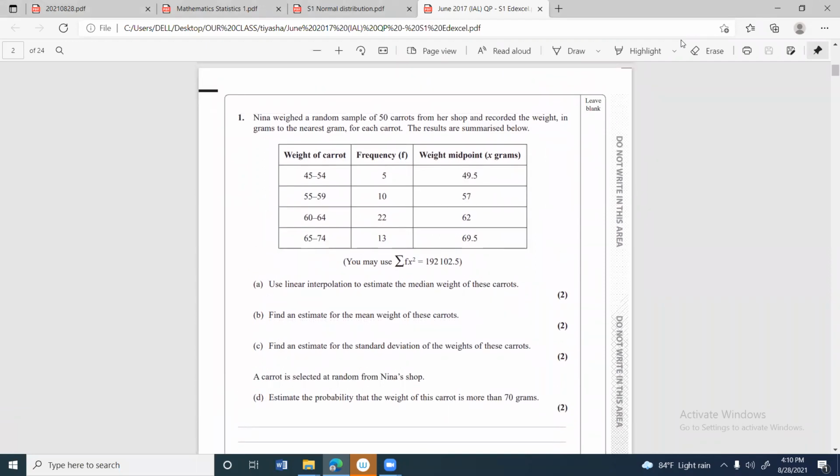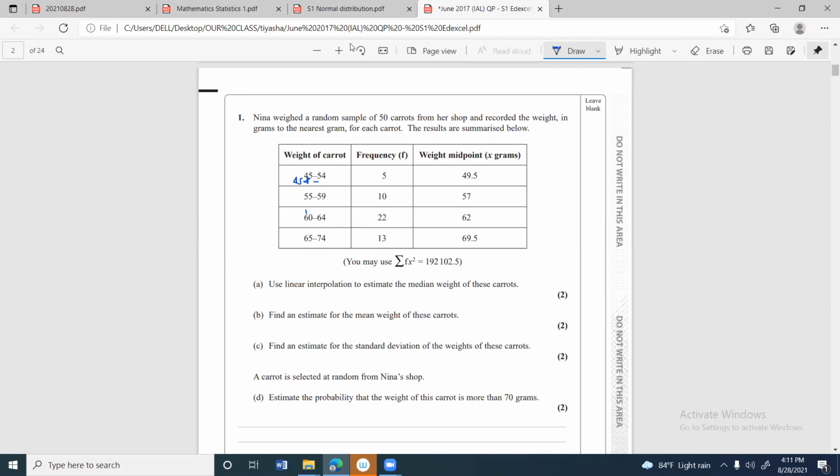Pradeep, Reina weighed a random sample of 50 carrots from her shop and recorded the weight in grams to the nearest gram for each carrot. The results are summarized below. So there were 5 carrots with a gap of 45 to 54. Initially, if you want to start this question, the first step is we need to make the class boundaries. If there's a gap between these two, you need to make the class boundaries. So we can start from that.